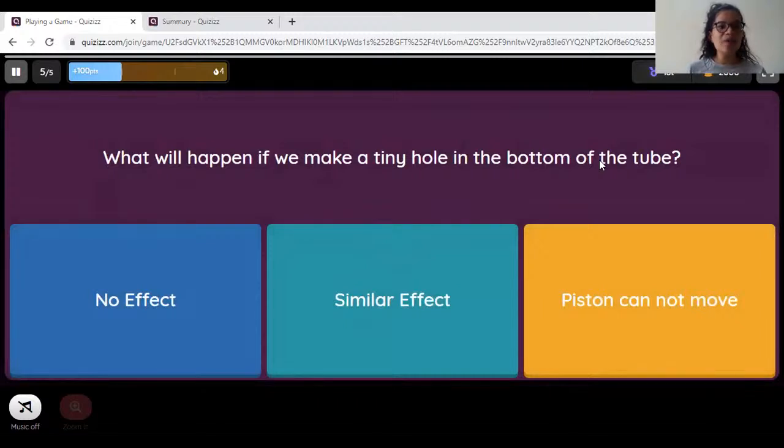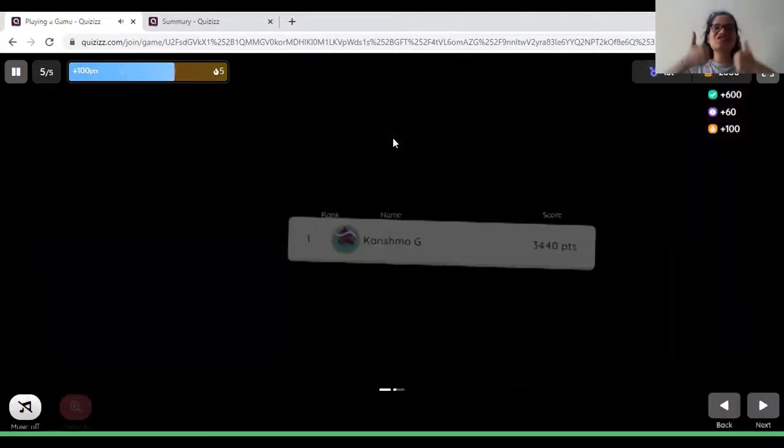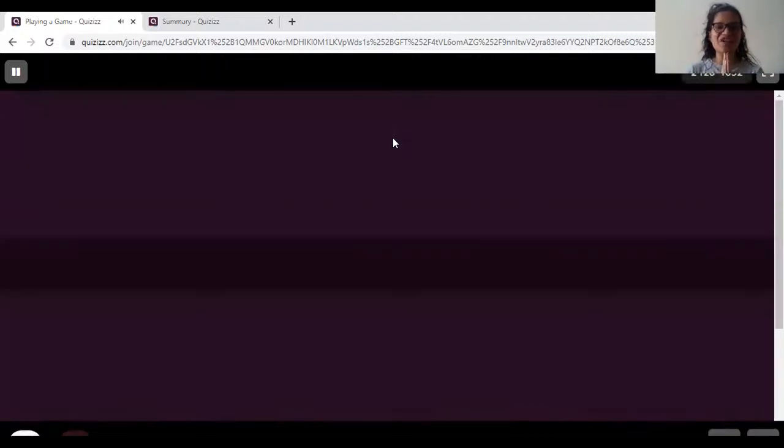Okay. What will happen if we make a tiny hole in the bottom of the tube? No effect, similar effect, piston cannot move. Now, even if there's a small hole inside, the oxygen can go out, right? So it won't remain airtight. If it's not airtight, no air, no oxygen, no fire. So what's going to happen? Nothing will happen, no effect. Good job, everybody. Very good.